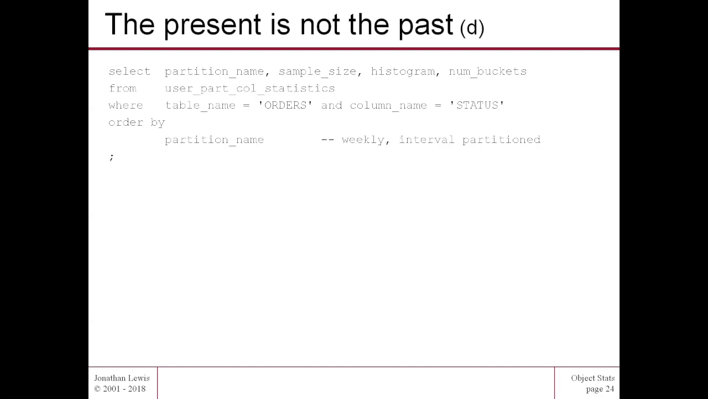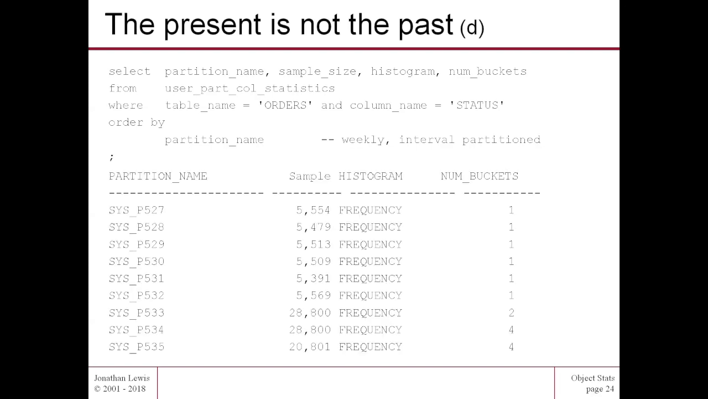So let's take a look at this. Let's run up a query and say, show us the histogram on this column called status. And here's my set of partitions at the moment. And you can see an interesting and quirky thing here. SYS_P535, it's an interval partitioned table, so we get silly names. Sampled 20,000 rows. That's actually the entire set, and has a histogram with 4 buckets. Go back a little way.